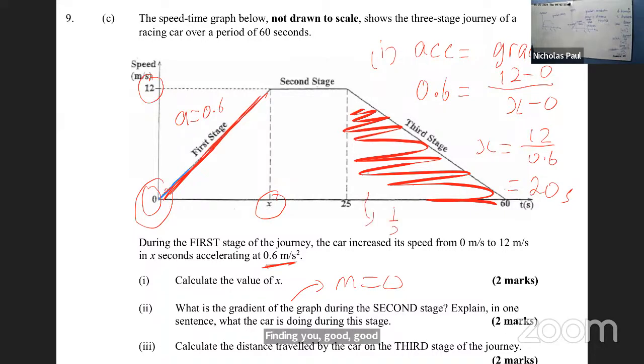So it's half of what? Base is 60 minus 25, and the height is 12. So the answer is how much? 210 meters. See that? You get that? Put together.